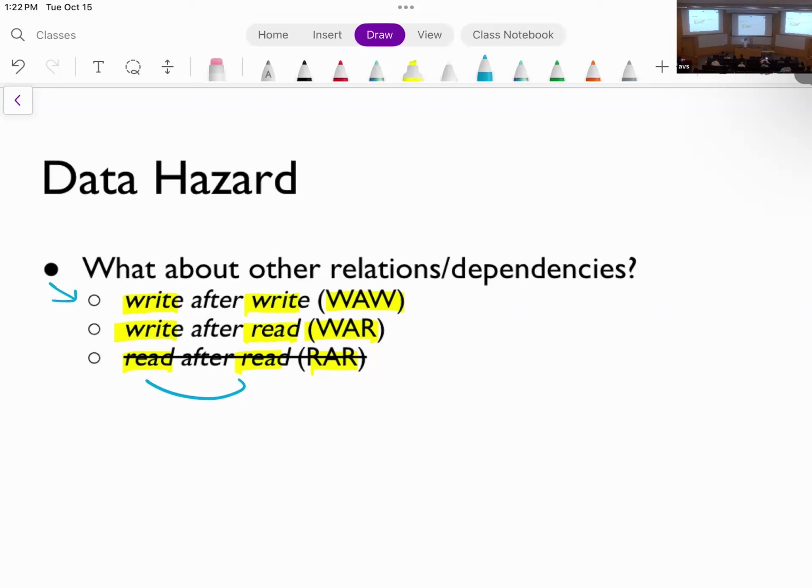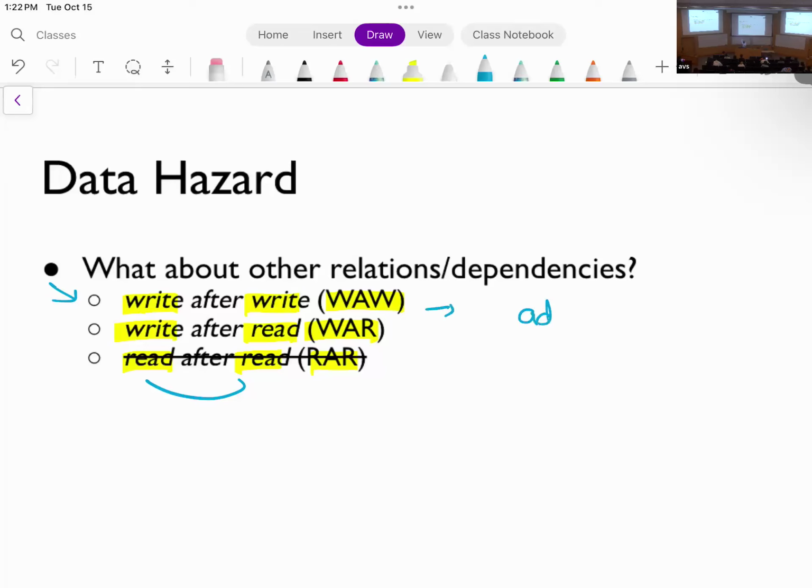Okay, so the answer is it depends on whether the second write uses the first write. But why does it matter if it uses the first write? Remember, we're not reading anything. Let me give you an example here.